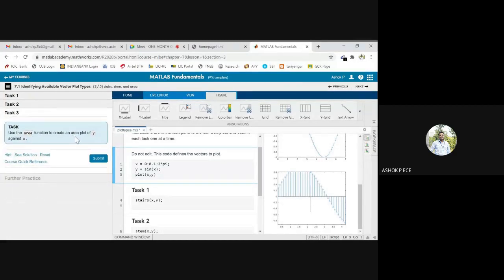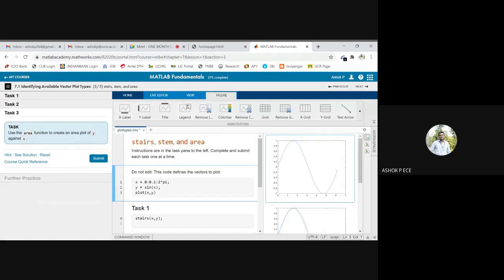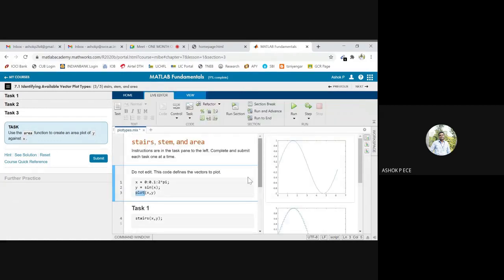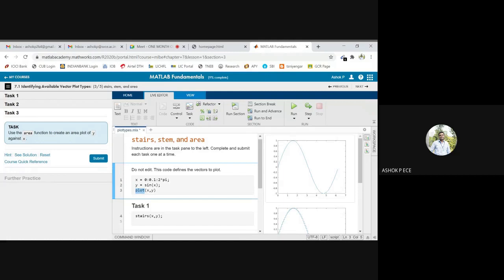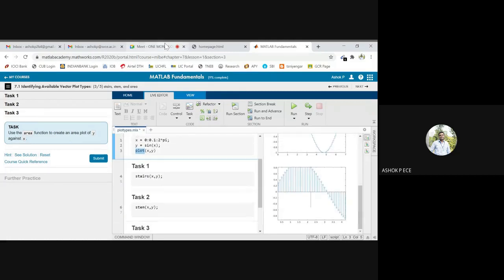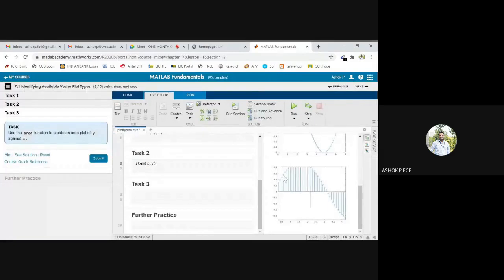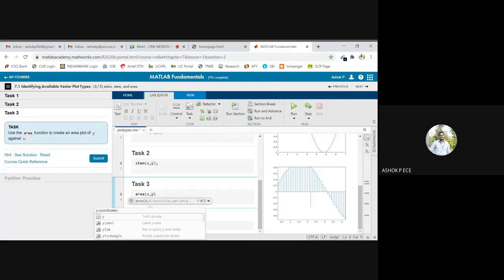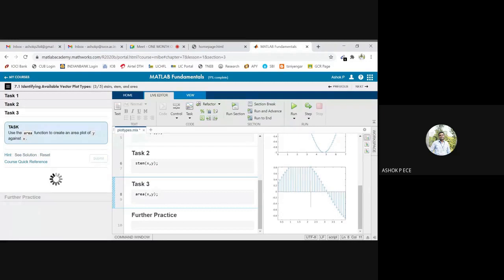Use the area function. So the plot is already given to us in this problem. Plot gives a continuous time signal. Stair gives a staircase type signal. And stem is going to give a discrete time signal. Now I'm going to use the area function. So area of x comma y. Now I'm going to submit and see what answer I'll be getting if I use the area.